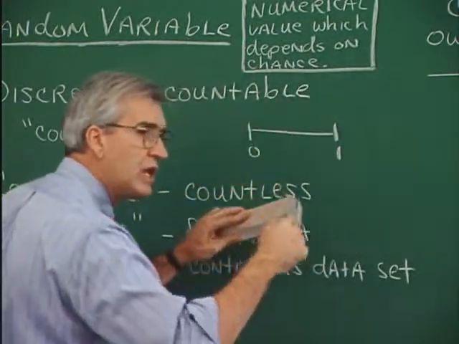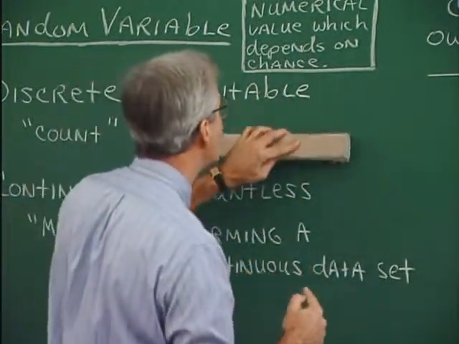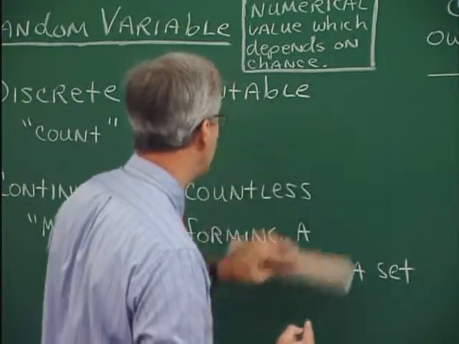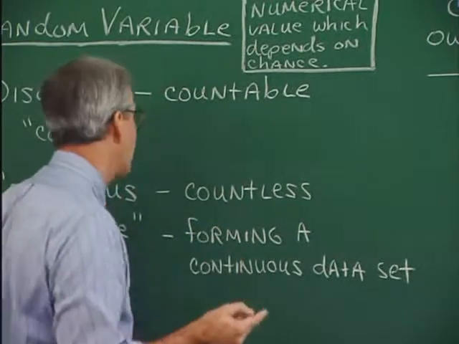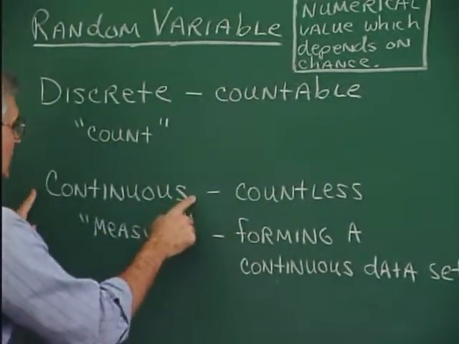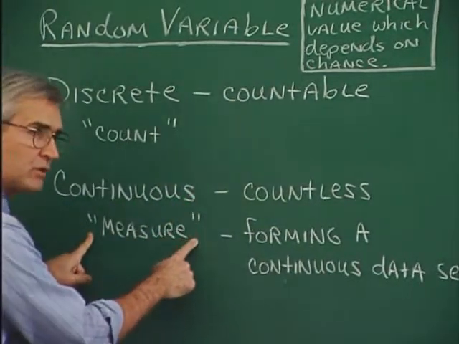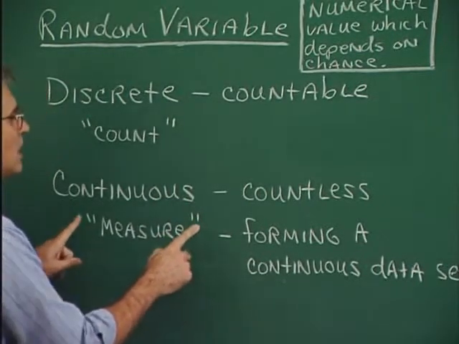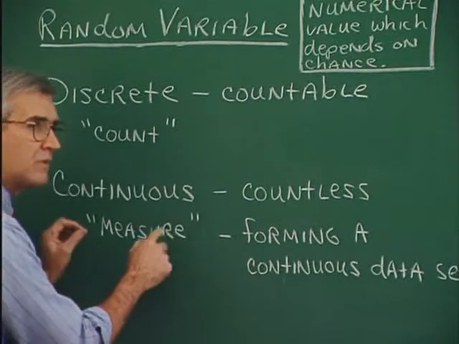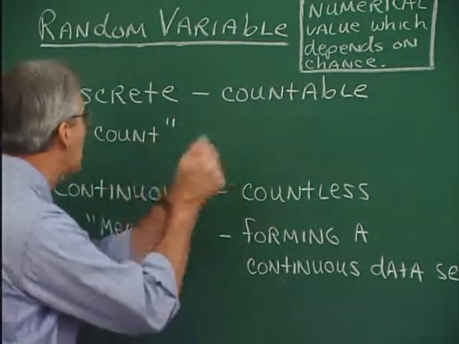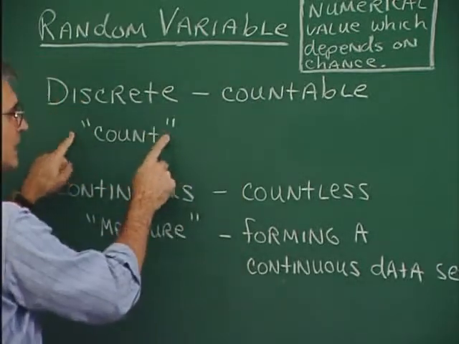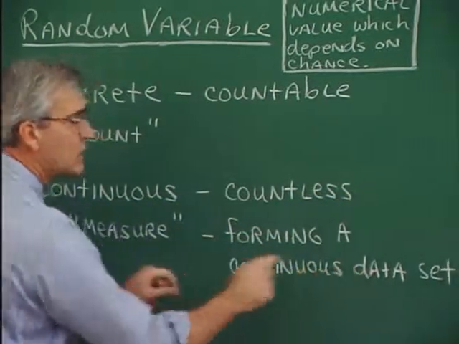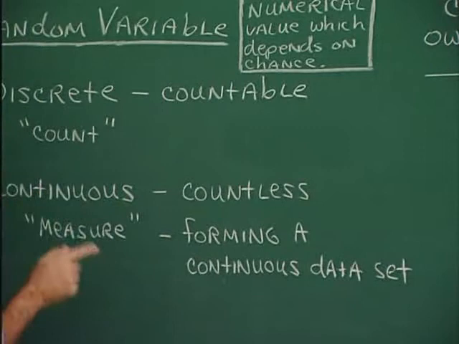So this continuous idea, this continuity of measurement, is what gives rise to the continuous random variable idea. Okay, so the continuous notion often involves the word measure. We could be measuring temperature, we could be measuring distance or heights or other items like that. But if we're counting items, then we're talking about discrete. So with continuous, we're talking countless or forming a continuous data set for this continuous random variable.